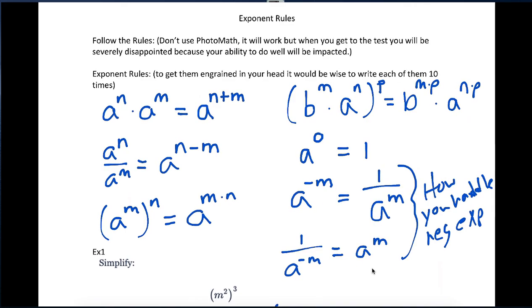And write those rules down. Write them down 10 times. Write each one of them 10 times. If you do, I promise you, they will be ingrained in your head, so when you see a question like this on the ACT, you'll be able to answer it effectively.